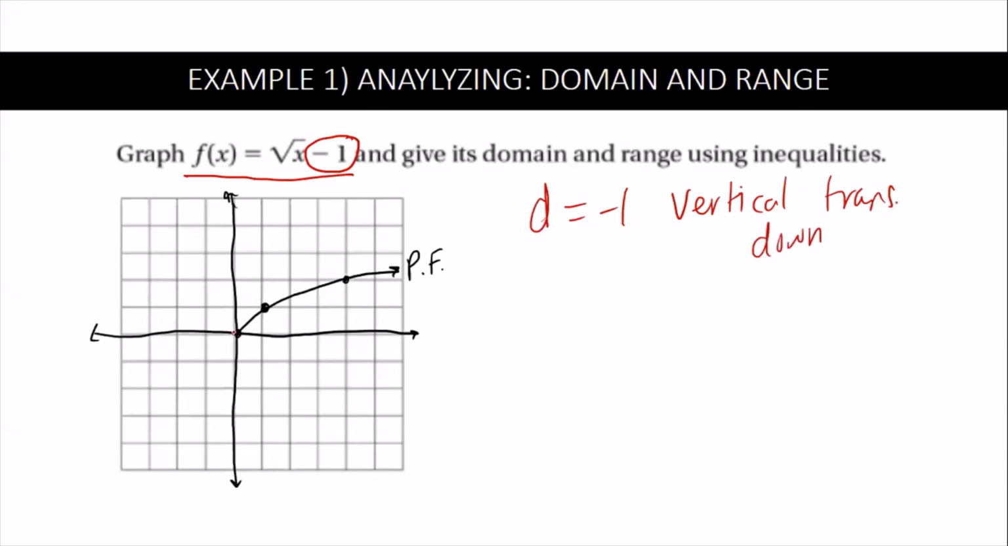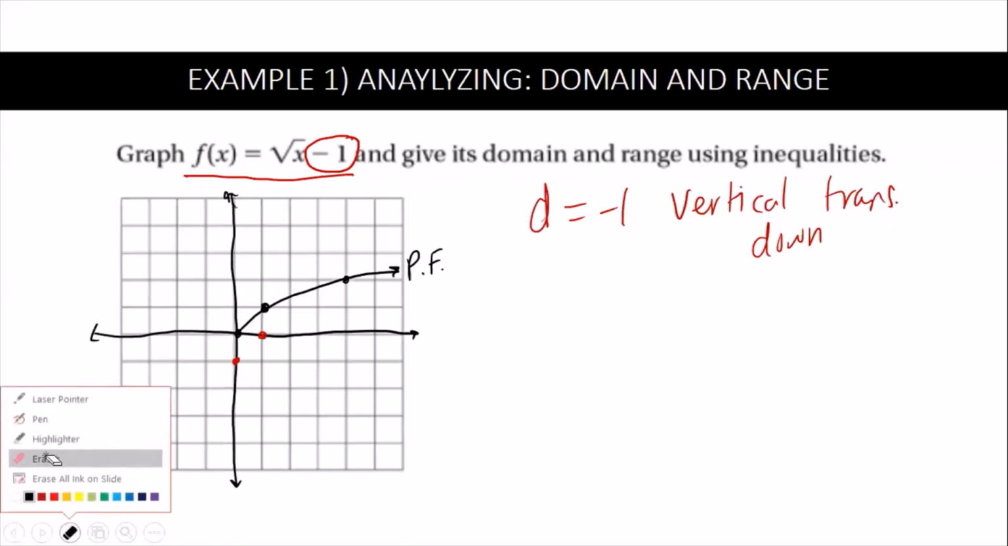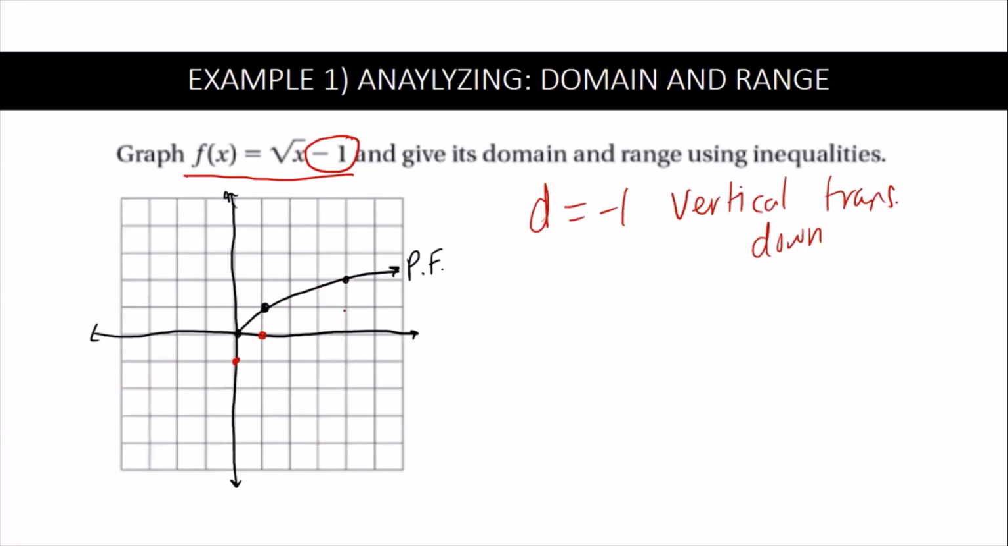So what that tells me is that each one of these points in my parent function is going to be shifted down one. So now it's here, here, here. I went down too much on that one. So here's my f of x.